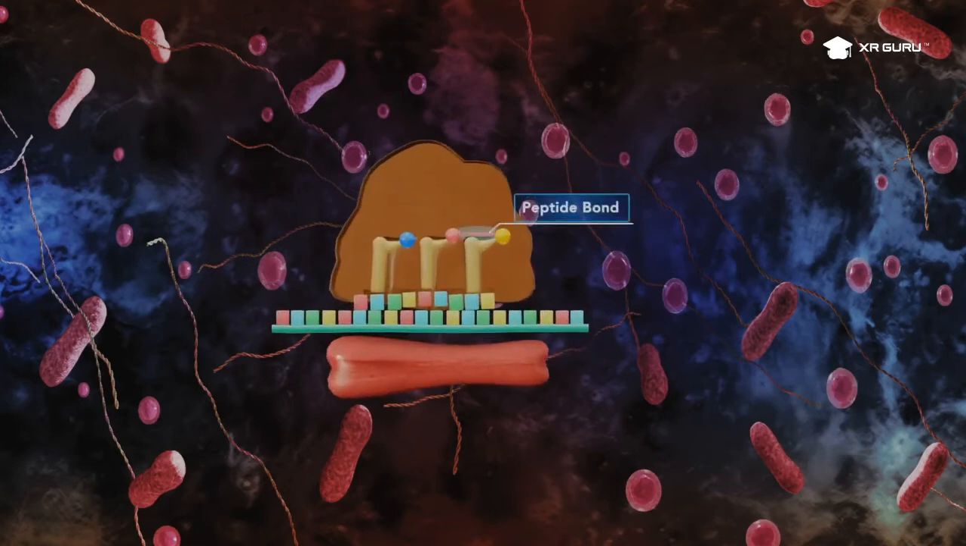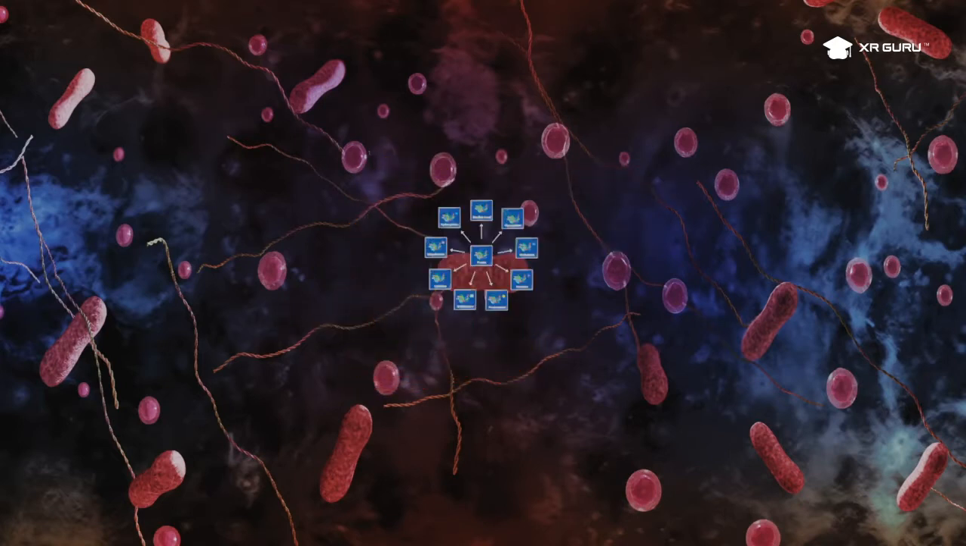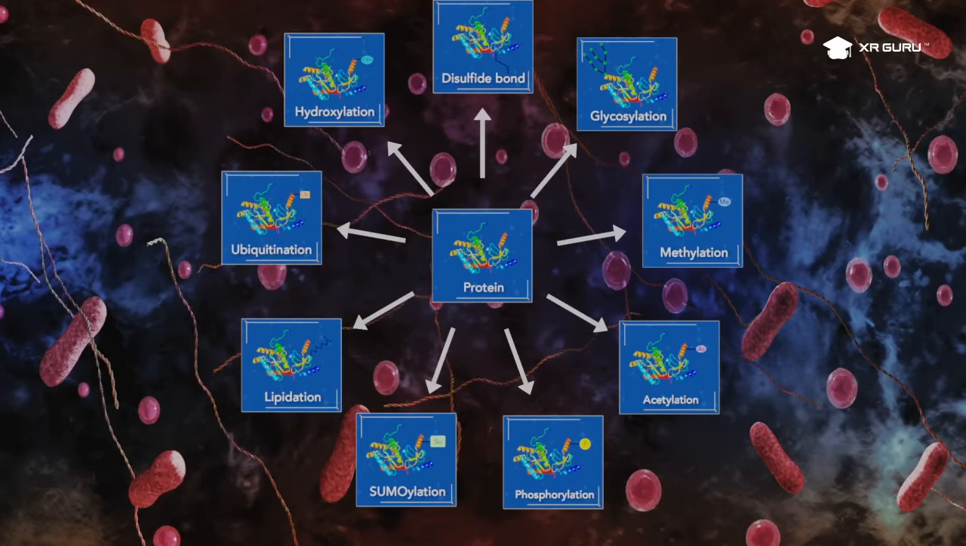Formation of peptide bonds. tRNA picks up and delivers the correct amino acids. rRNA molecules of the large subunit of ribosomes are where peptidyl transferase activity is accomplished. Proteins have post-translational modifications.